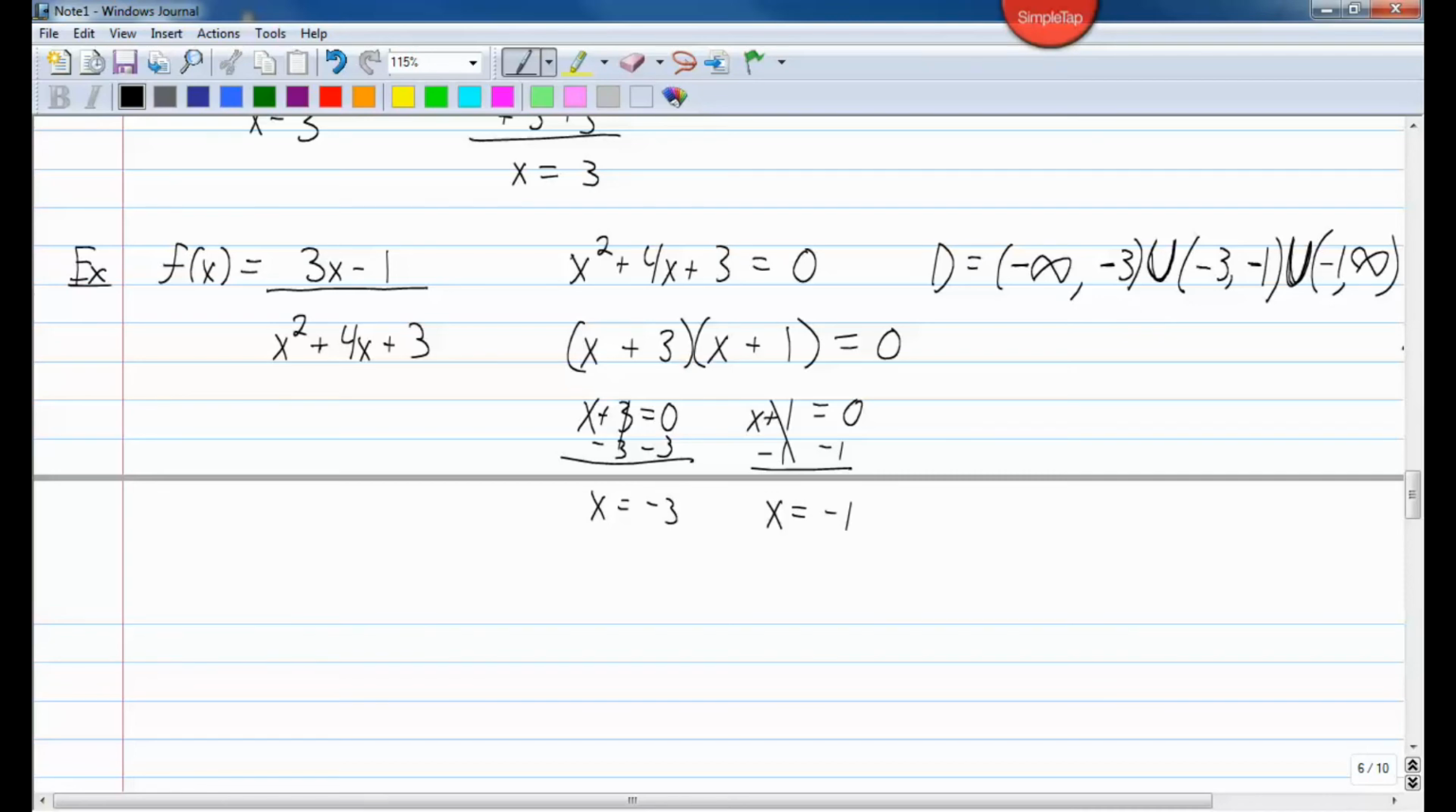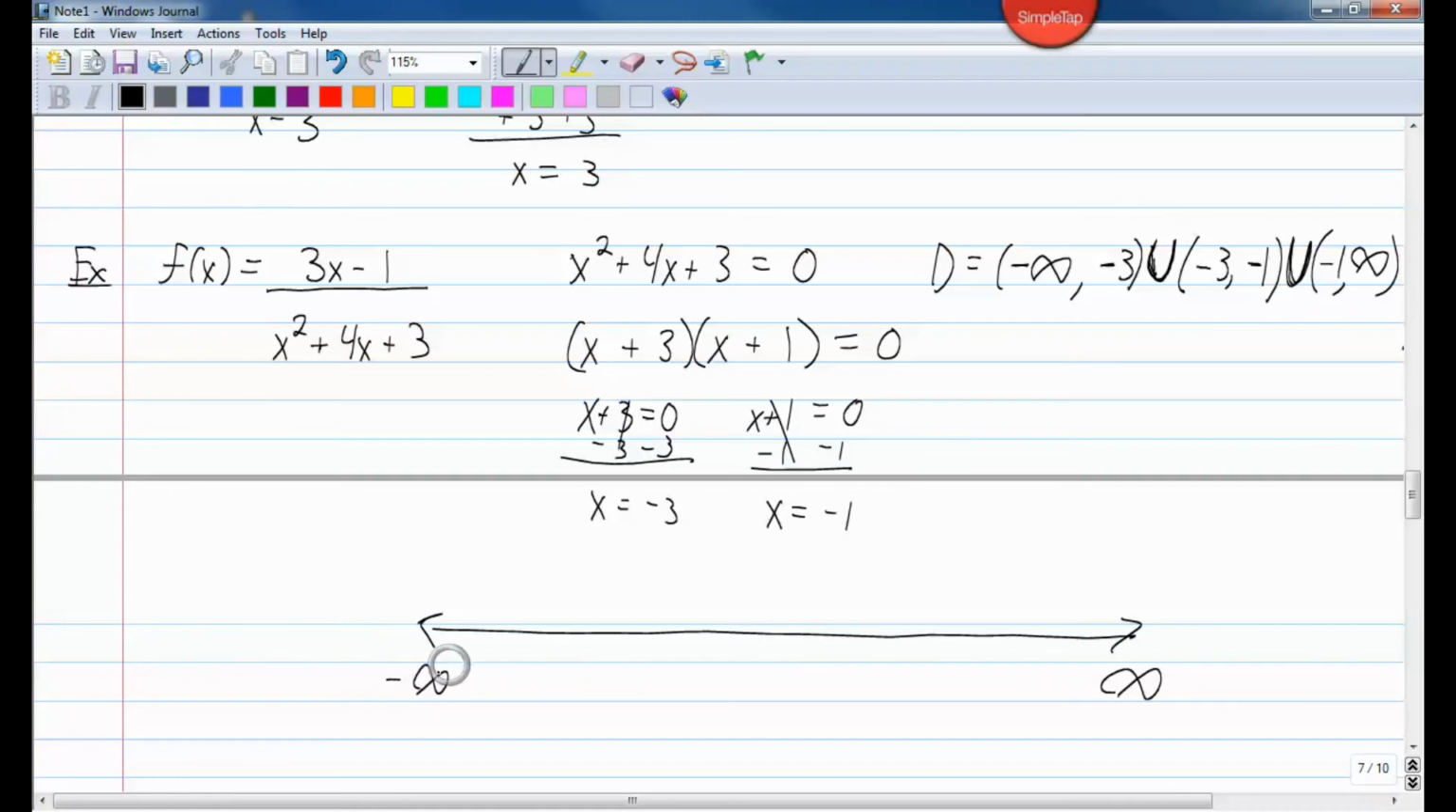So by ending a parentheses and starting the next parentheses with a number, you leave it out of the domain. So this leaves out a negative 3, and this leaves out a negative 1. And I said something about a number line. I think about it in my mind like this. I'm always starting at negative infinity and going to positive infinity.